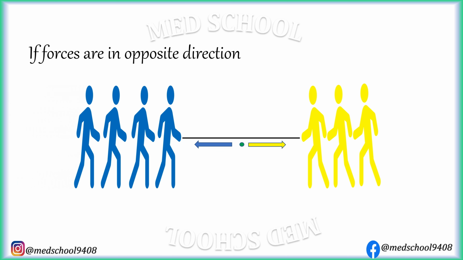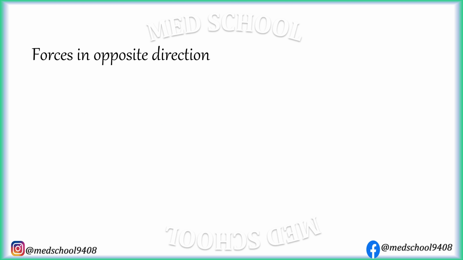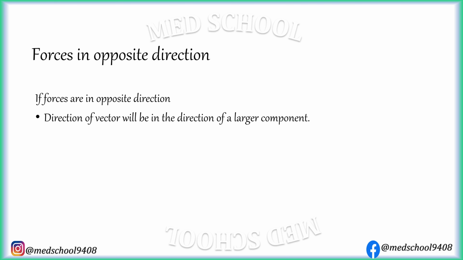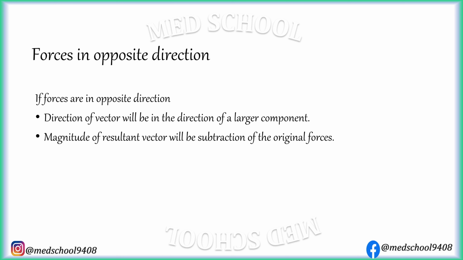If a player is added to blue team, force applied by yellow team will be same, but force applied by blue team will increase by a fraction. Now there will be little movement of rope toward blue team. This is because the resultant vector will be directed toward blue team with magnitude equal to blue force minus yellow force. So if forces are in opposite direction, the resultant vector will be in the direction of larger component, and magnitude of resultant vector will be subtraction of the original forces.